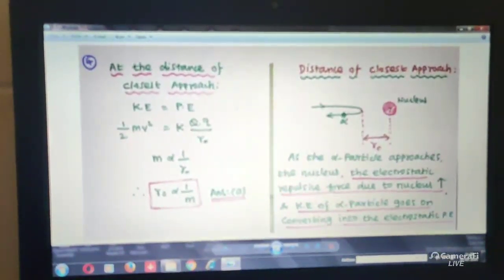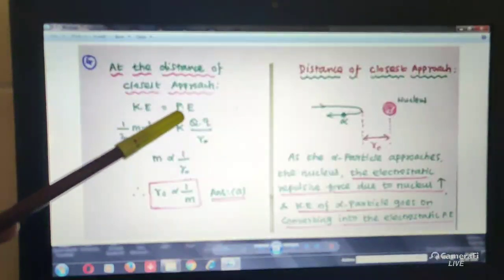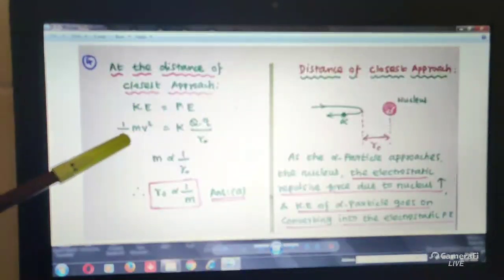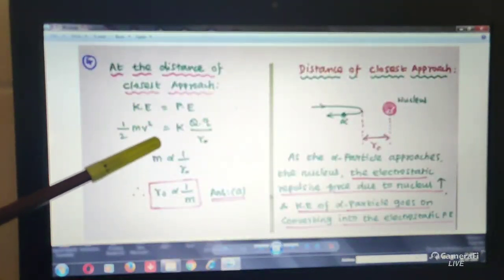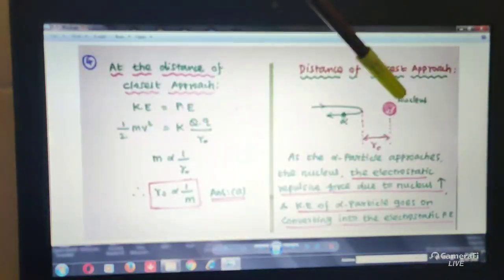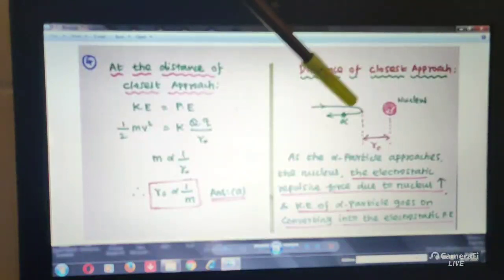Okay, so please listen. At the distance of closest approach, we know the kinetic energy is equal to the potential energy. So the kinetic energy of the alpha particle, that is half mv squared, is equal to the potential energy, that is k into Q q divided by r naught. So Q is the charge of the nucleus, small q is the charge of the alpha particle.